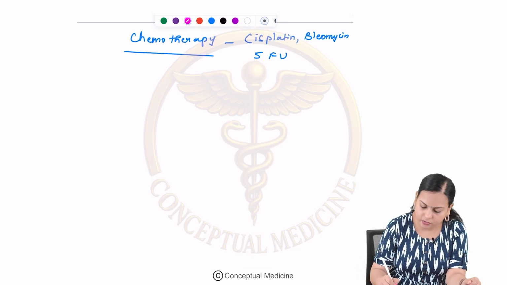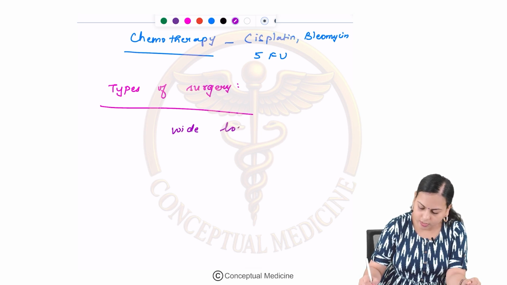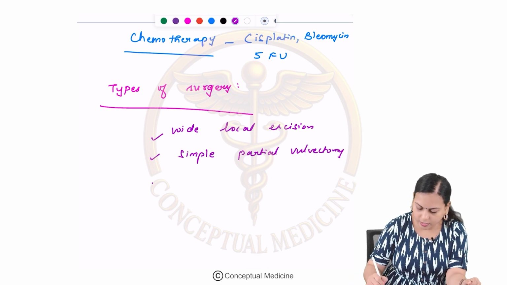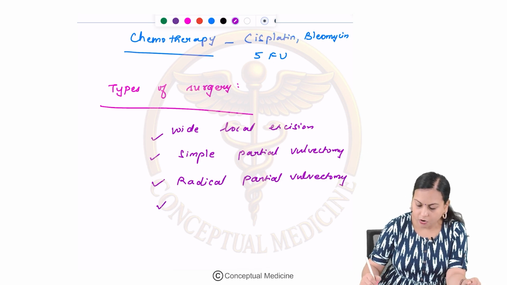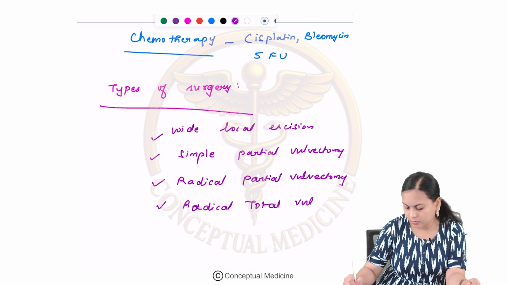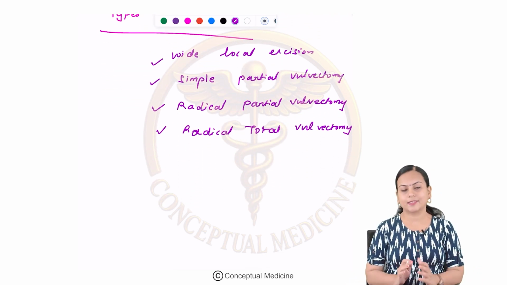Let's discuss about the types of surgeries you can offer them. So, types of surgery you can offer them will include wide local excision or a simple partial vulvectomy, okay, or a radical partial vulvectomy, or it can be a radical total vulvectomy also. Okay. So, wide local excision means you are going to do only an excision of the tumor.